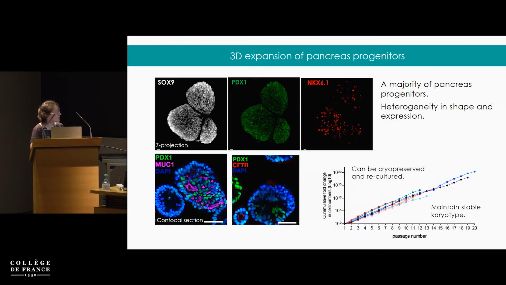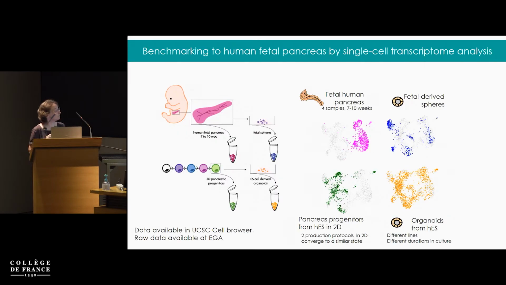There's some heterogeneity in the system. Some have more complex networks of ducts. Some have very simple spheres with a lumen inside. But what's very convenient is that we can continue the system continuously, which we can't do in the mouse or with the human embryos, not a lot of passaging. Here we can replate the cells every 10 days and they maintain their identity and they maintain a stable karyotype. We can freeze them, so it's very convenient.